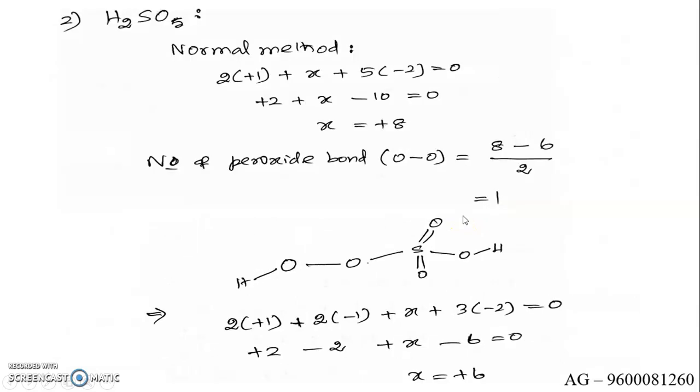Then I will show you another example. See H2SO5. If you use the normal method, you have 2 hydrogen, 2 into plus 1, sulfur, let it be X, then 5 oxygen, 5 into minus 2, equal to 0. So this is minus 10, this is plus 2. You'll get minus 8, bring it to this side, you'll get plus 8.